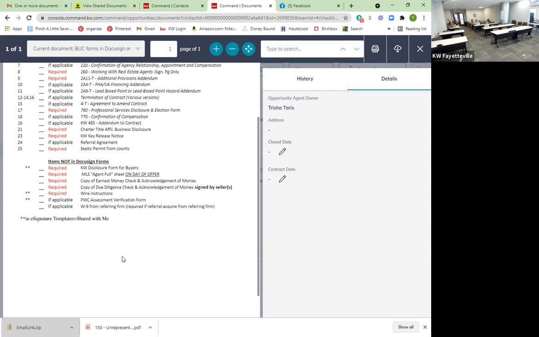The other thing on that disclosure that is important is that school assignments can change. They're redistricting right now. Well, they're not redistricting right now.